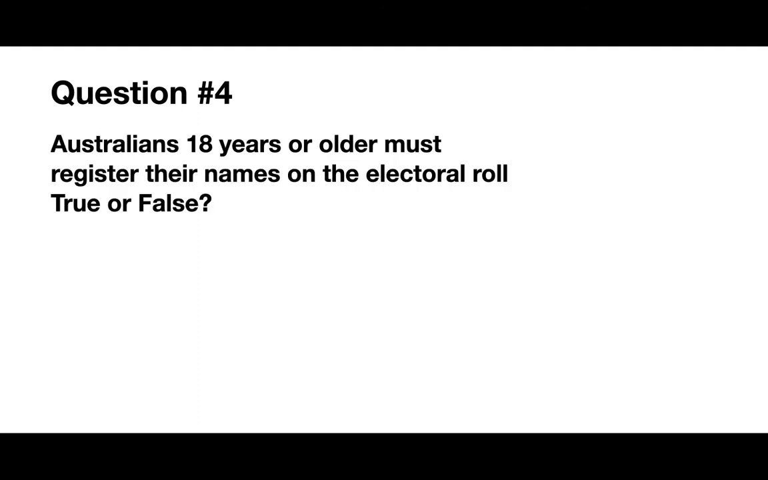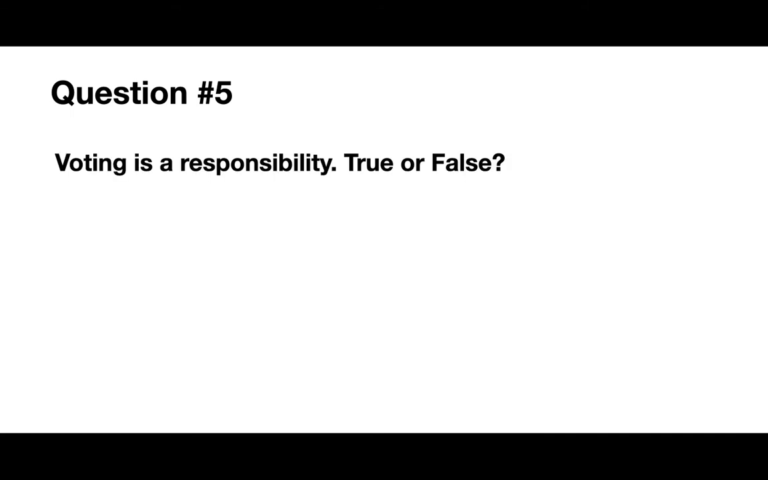Question number 4. Australians 18 years or older must register their names on the electoral roll. True or false? And the answer is true. Australians 18 years or older must register their names on the roll. Question number 5. Voting is a responsibility. True or false? And the correct answer is true. Voting is a responsibility of all Australian citizens.